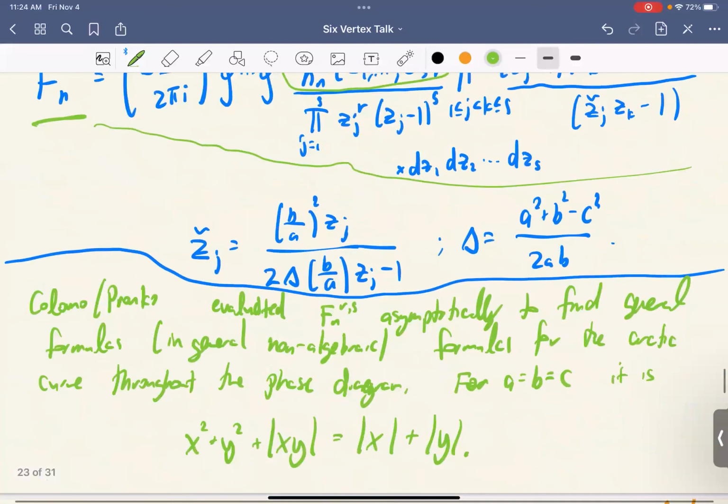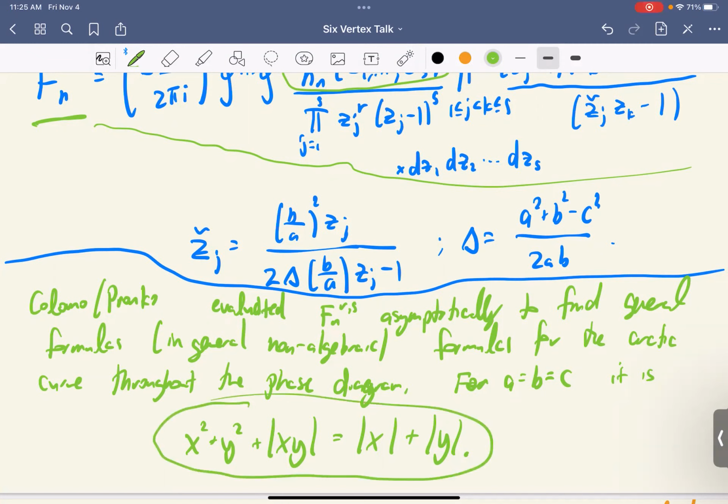But nonetheless, Colomo and Pronko did work with this formula and some other similar formulas. And again, not rigorously, they made some assumptions on how this integral should behave when n is big. They were able to do some asymptotics, and they found some way to characterize the Arctic curve throughout the phase diagram. In general, they found that the Arctic curve is non-algebraic, but at certain points it's algebraic. So here's the formula they found at the ice point. It's relatively simple. It's algebraic, but it's not smooth at the touching points.